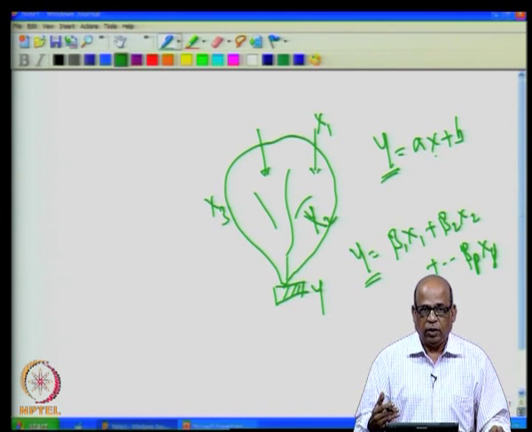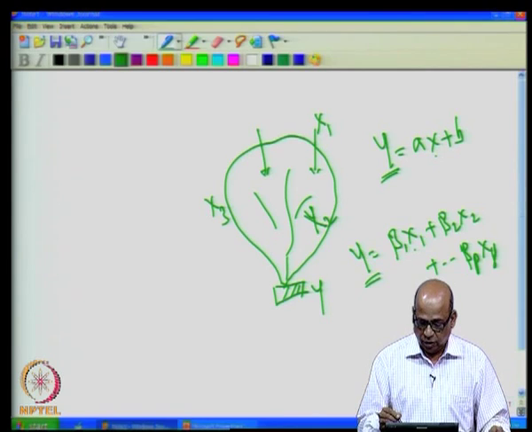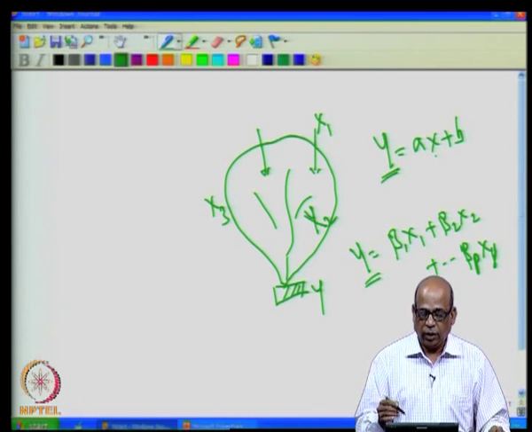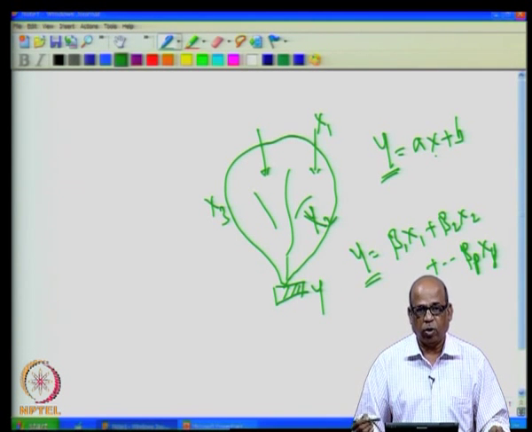From the simple regression we are now graduating into multiple regression, where we are talking about p independent variables, but we still retain the linear structure of the regression equation. So, this is a linear expression y is equal to beta 1 x 1 plus etc., beta 1 to beta p are all constants, therefore, this becomes a linear equation.